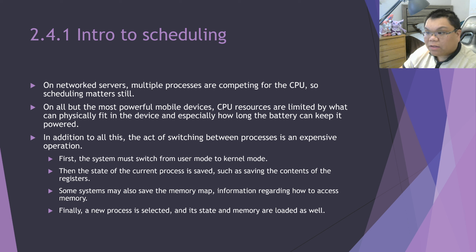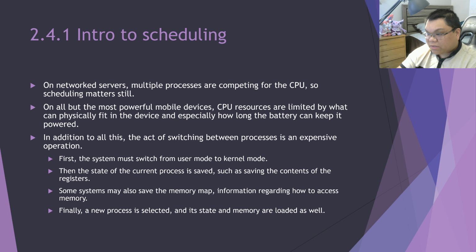On network service, multiple processes are competing for the CPU, so scheduling still matters. On all but the most powerful mobile devices, CPU resources are limited by what can physically fit in the device, and especially how long the battery can keep it powered. In addition to all this, the act of switching between processes, this is called a context switch, by the way, is an expensive operation also.